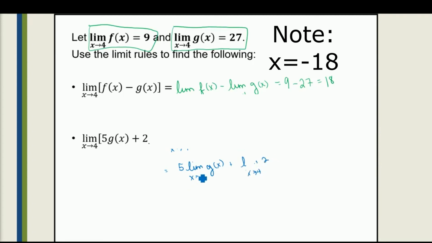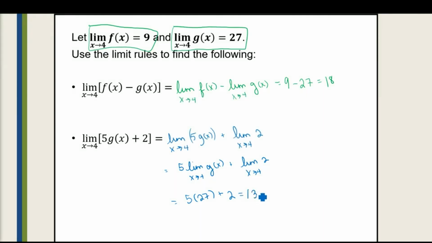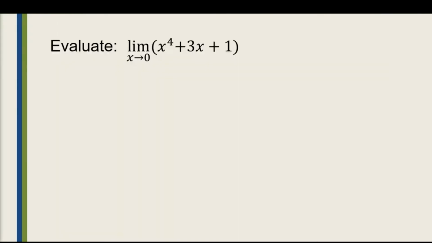And we're given in the problem that the limit as x approaches 4 of g of x is 27. So this is 5 times 27 plus, and 2 is a constant, so the limit as x approaches 4 of 2 is just 2. So we have 5 times 27 plus 2, which is 137.